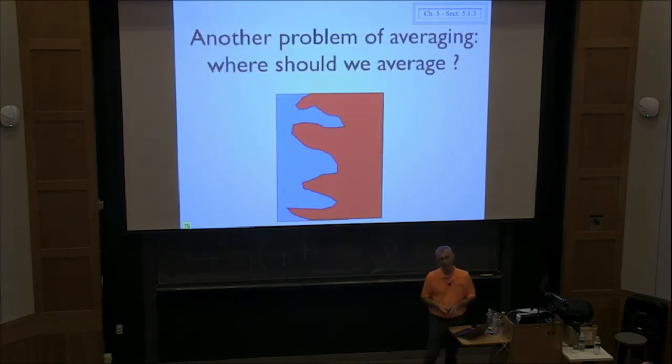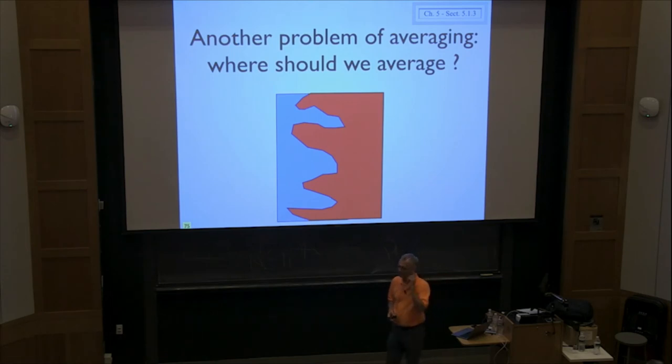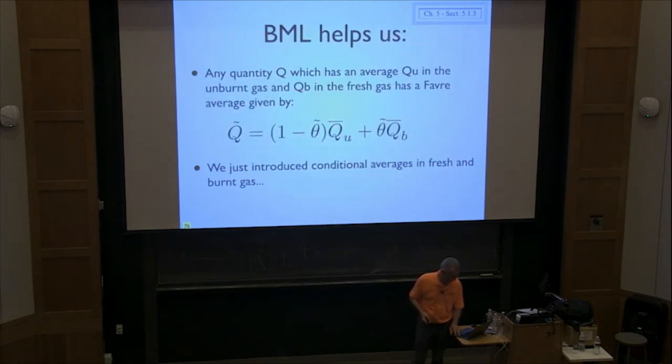Another problem of averaging is, what do you really average? You see, in a premix flame, you have cold gases and burnt gases. They don't go at the same speed. We've shown that already. You know that in the fresh gases, when you cross the flame front, you accelerate a lot. Does it make sense to average everything? Not really, you know. You have to talk here about what we call conditional averaging. You might want to average things in the fresh and average things in the burnt.